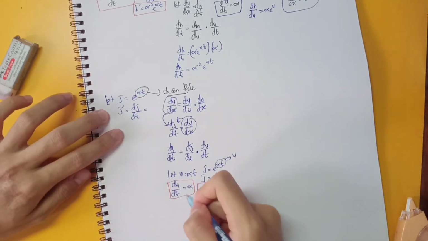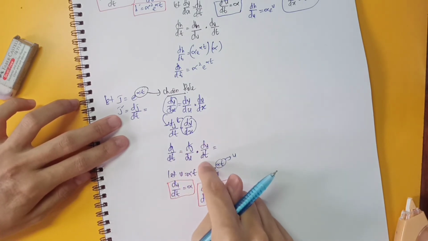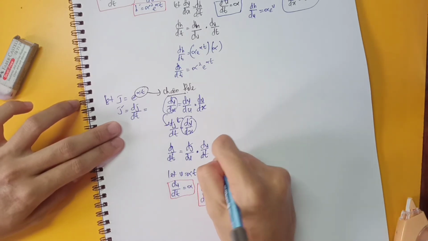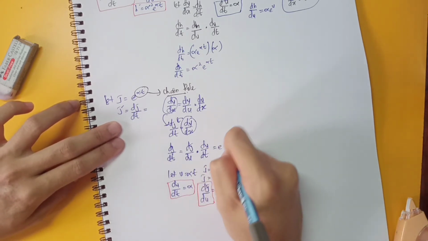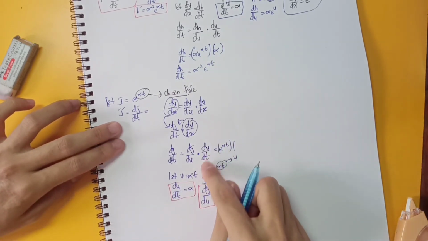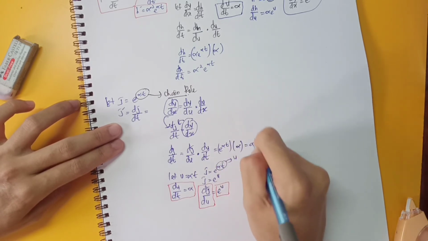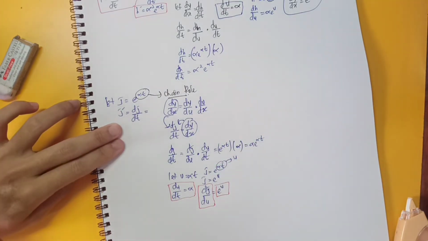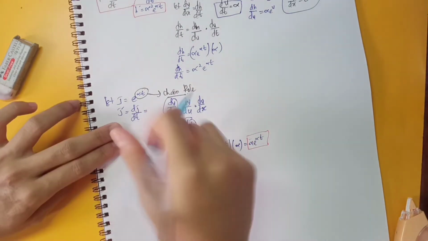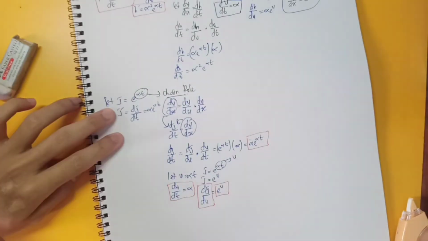Now dj/dt is equal to dj/du times du/dt. So dj/du is equal to e power of u, which is exponential power of alpha t, and then times du/dt, which is alpha. So finally we get that it is equal to alpha e^(alpha t). Pretty simple. Now we just do some substitution here: alpha e^(alpha t).